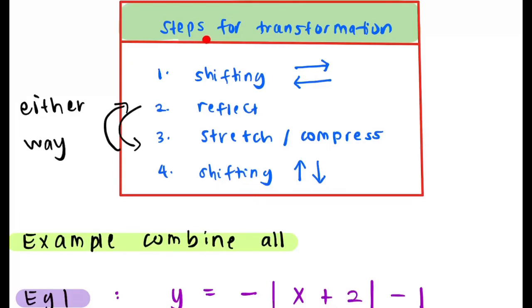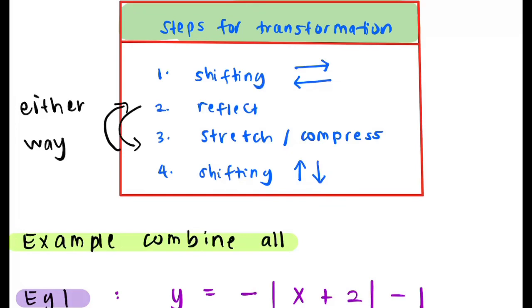In this video, let us learn what happens if we combine all transformations into one graph. These are the steps of transformation that you need to follow. First, you need to do the horizontal shifting, either the graph will go to the right or to the left. Next, you can do reflect or stretch or compress, and this one can be done either way. And lastly, we need to do the shift up and down.